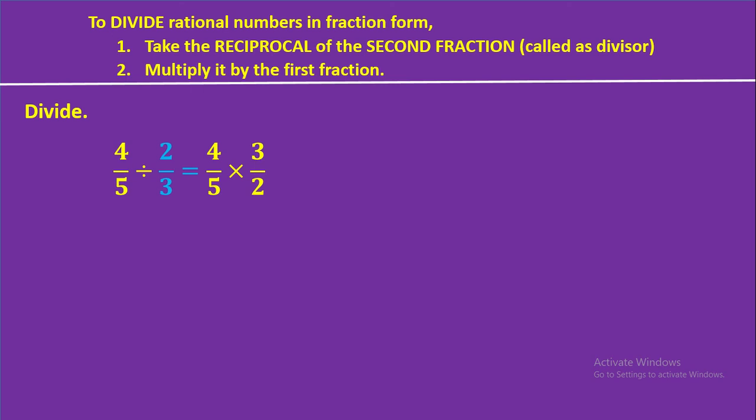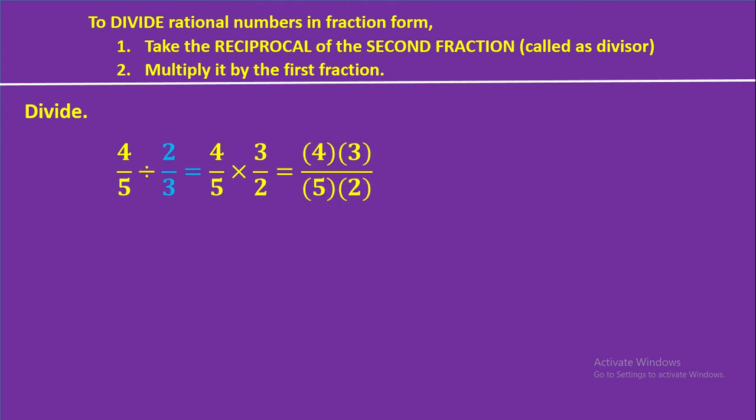And then multiply numerators and denominators. So that is equal to 4 times 3 and 5 times 2. 4 times 3 is equal to 12 and 5 times 2 is equal to 10.